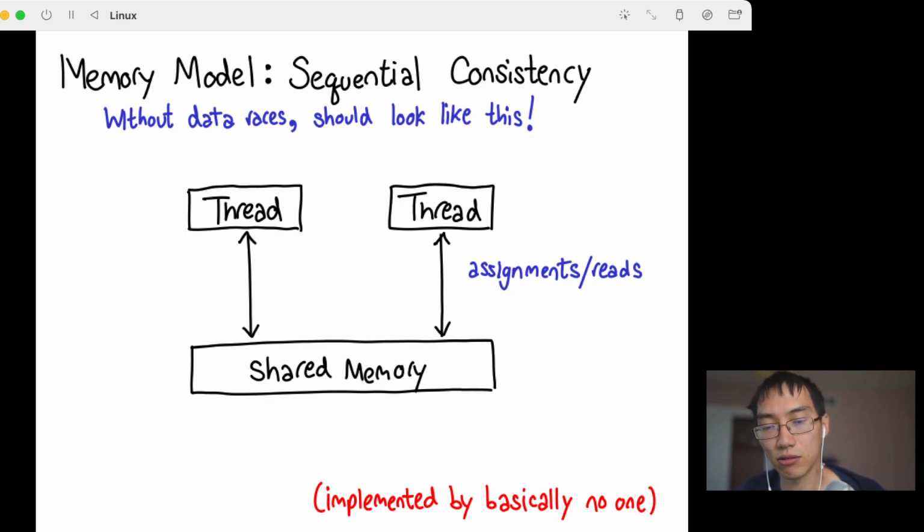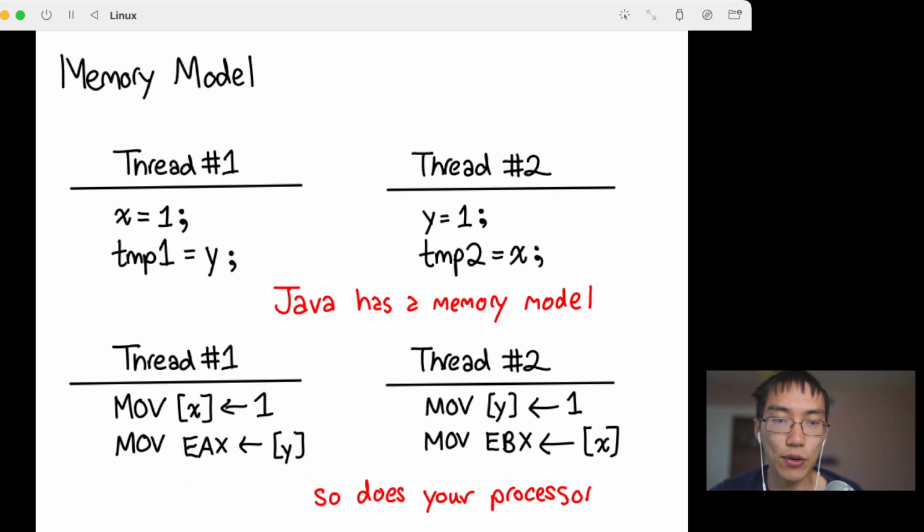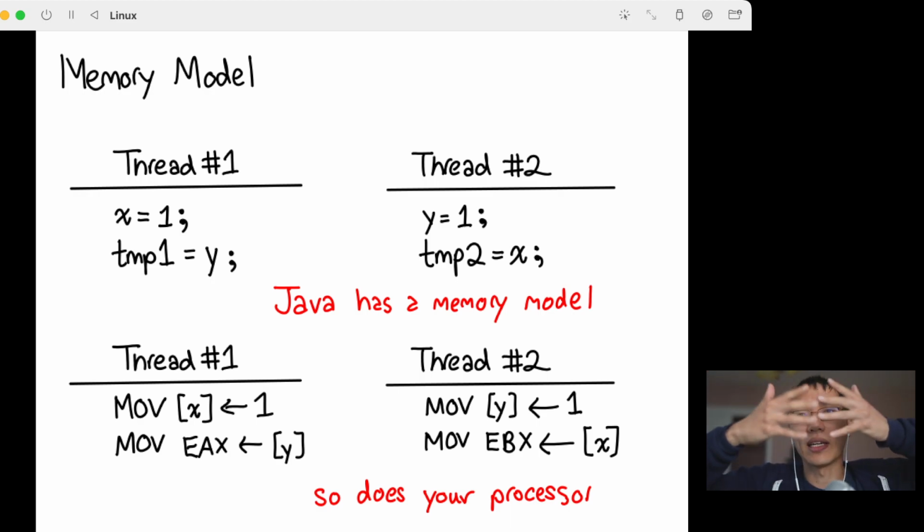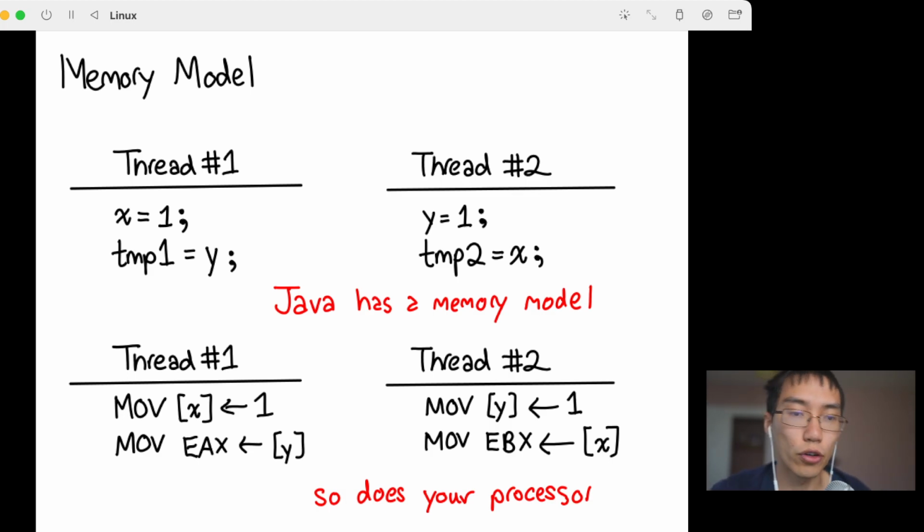The idea behind sequential consistency is that if we want to understand what this program does, we imagine that each of these instructions is a sort of atomic instruction. And the only concurrency that can happen is by re-interleaving these instructions in some order. So for example, first I ran x equals 1, then I ran y equals 1, then I run temp1 equals y, then I run temp2 equals x.